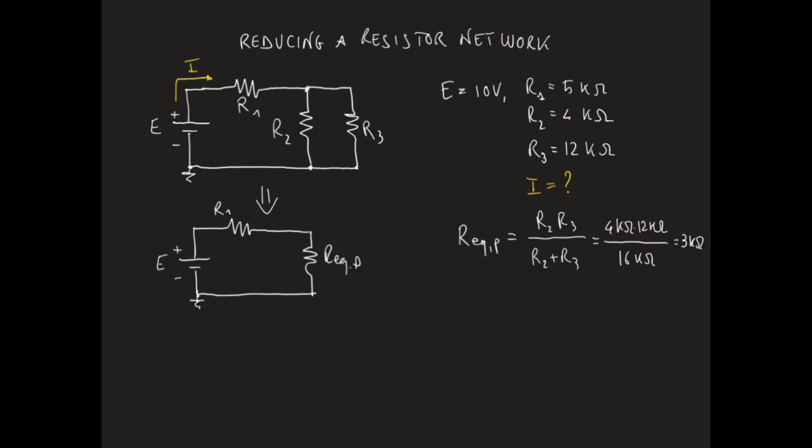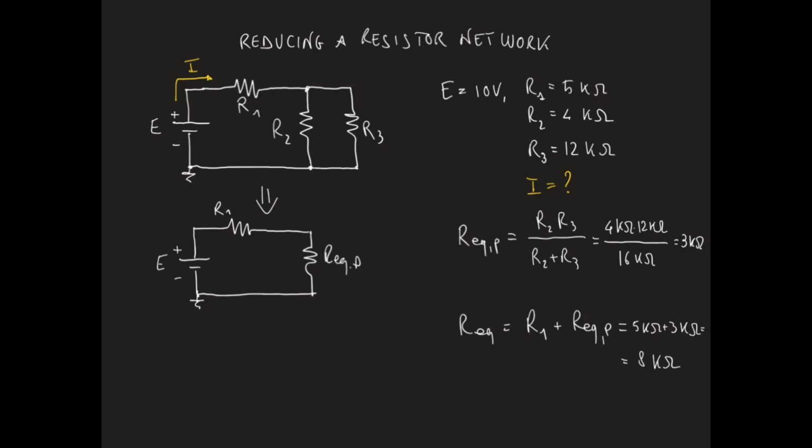Now, as I said, R1 and REQP are in series, so we can replace them with the equivalent resistance REQ equal to R1 plus REQP, according to the rule for reducing resistors in series. REQ is equal to 5 kilo plus 3 kilo, or 8 kilo.